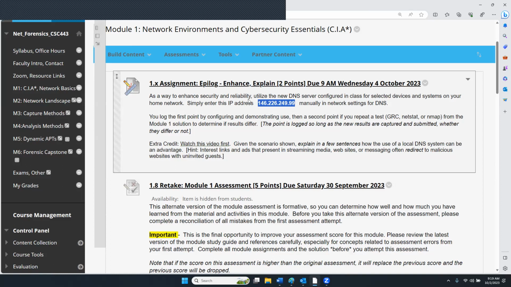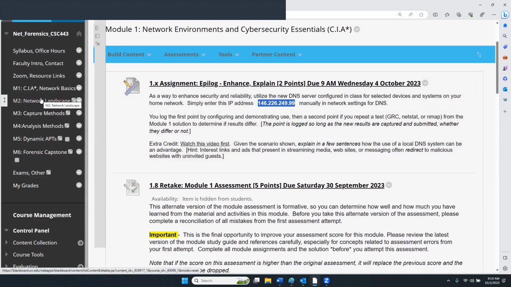So we're going to be talking today about Module 2 content. Module 2 content will be drawn from chapters 1 and 3 in your textbook. So for network basics, we focused on chapter 2. Now we're pivoting, and we're talking about the network landscape. And then part of that is evidence or artifacts, okay?